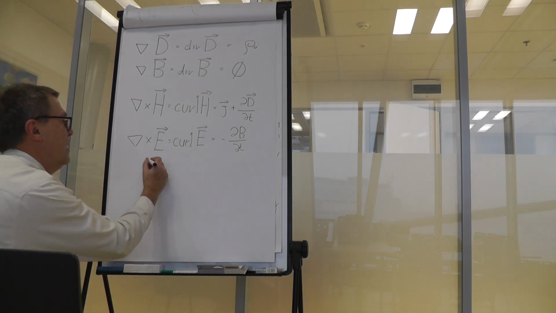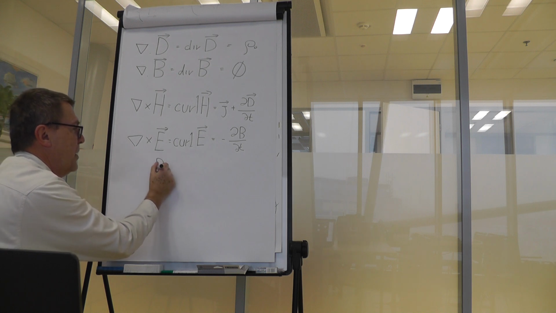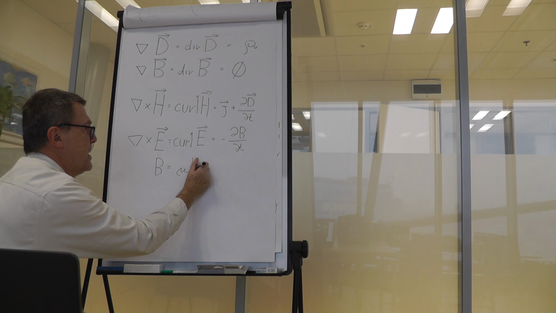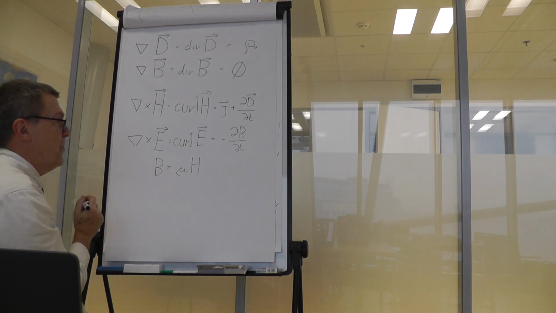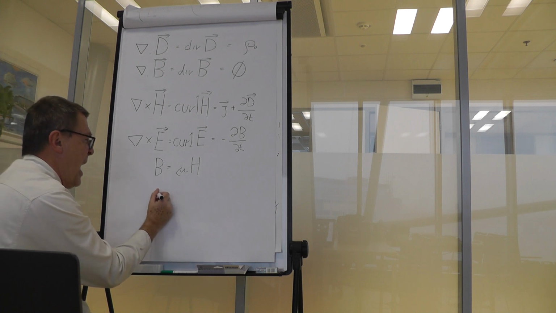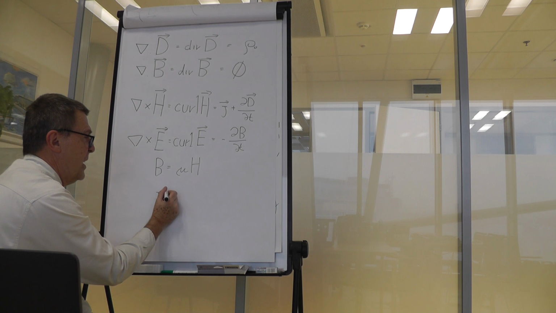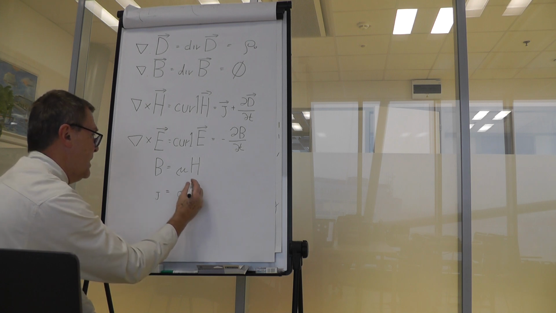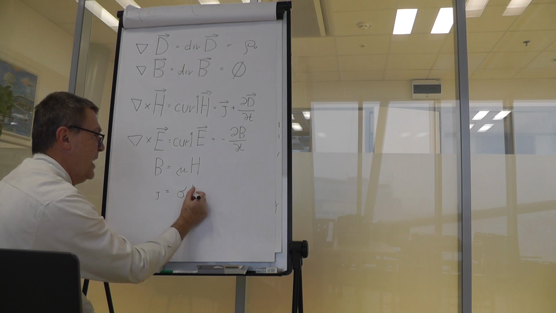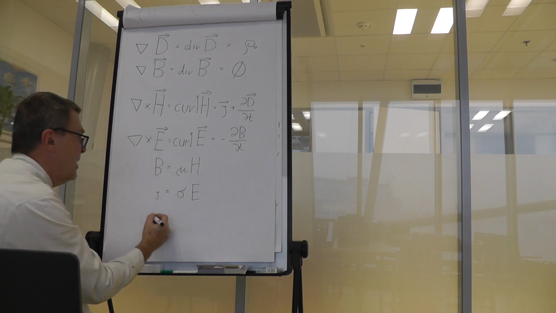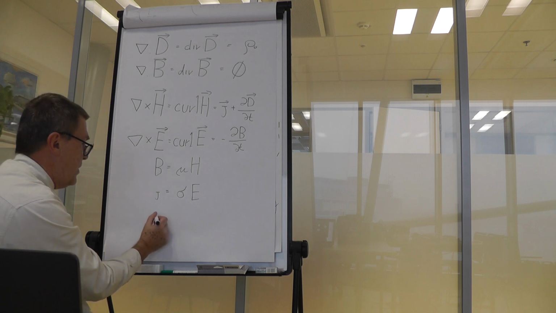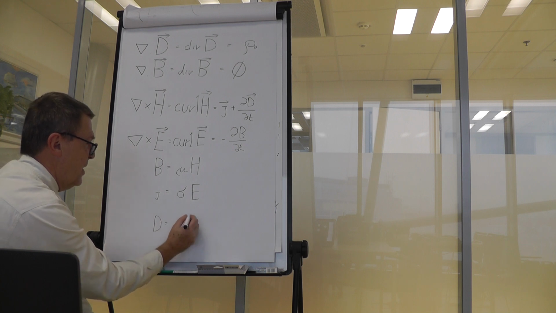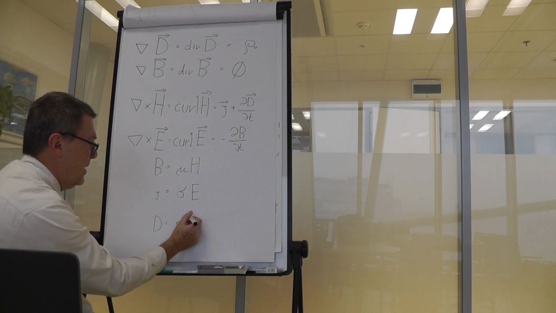We have magnetic flux density B being directly proportional to magnetic field intensity H. We have the electric current density J being directly proportional to the electric field strength E. And we have the electric flux density D being directly proportional to the electric field strength E.